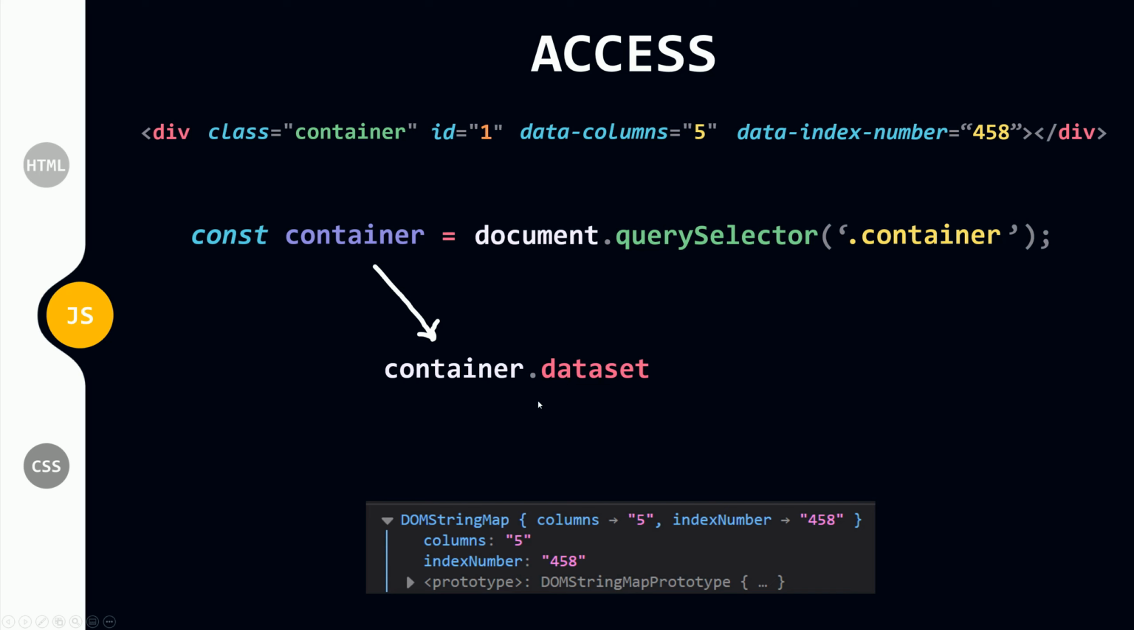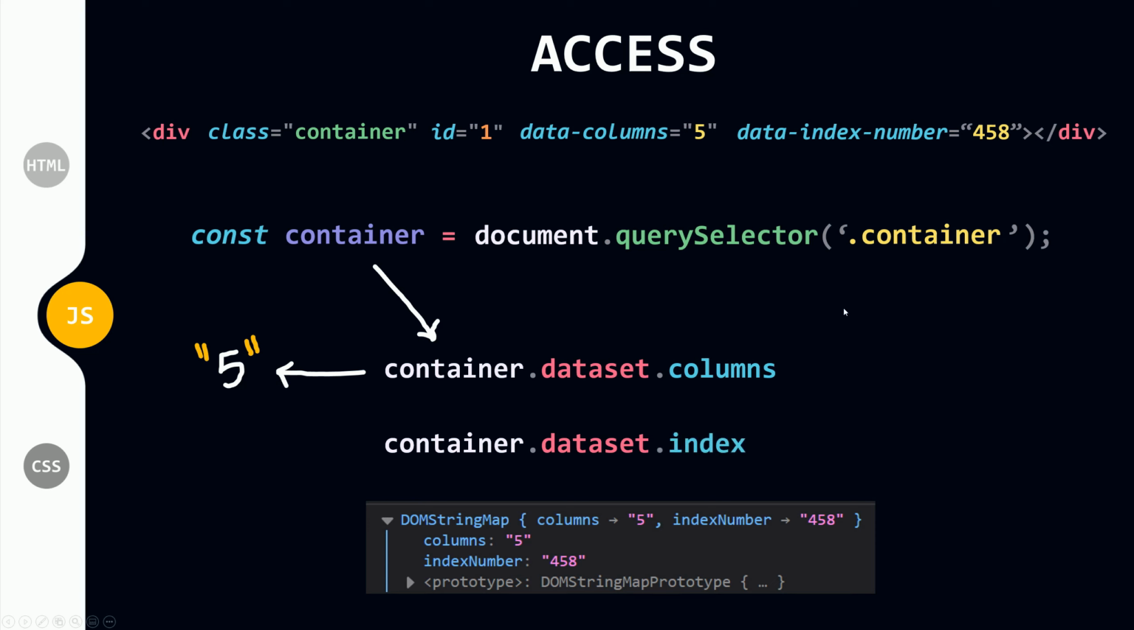So now in JavaScript, whenever you want to access a data attribute, a custom attribute, you need to select the element and then use the property dataset. And dataset here is an object, so you just need to say .columns to get the value of the attribute data-columns. This will return 5, a string for the type. And for those that have multiple words, you need to convert every dash to camel case. So this will be indexNumber with a capitalized N. And this code will return 458 as a string again.